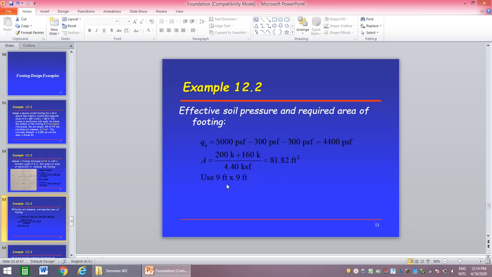It should not be 9.3, 9.2 like this. It should be 9.5, it should be 10 like this. You have to take this for easy construction.